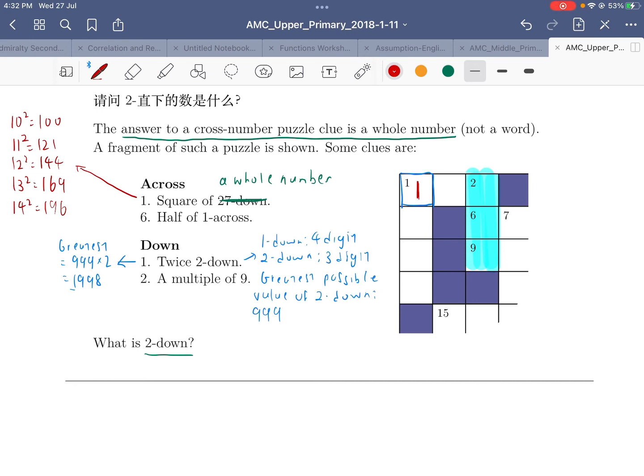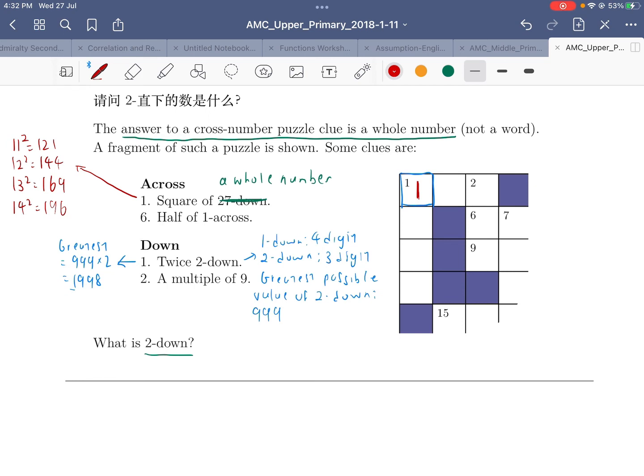Now, what we notice is that it is impossible for 10 square to occur, because twice of something that starts off with a 0, suppose it's 100, twice of 2 down is going to be at most a 3-digit number. So we are going to remove 100 from our answer. Now, let's take a look at 6 across.